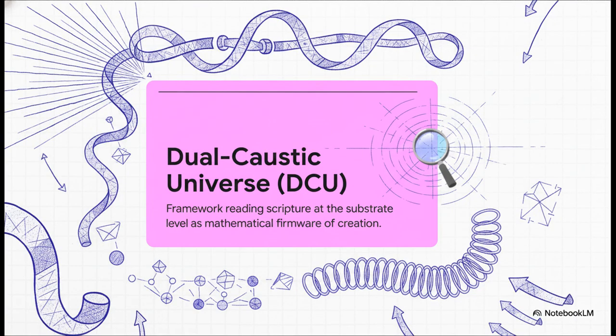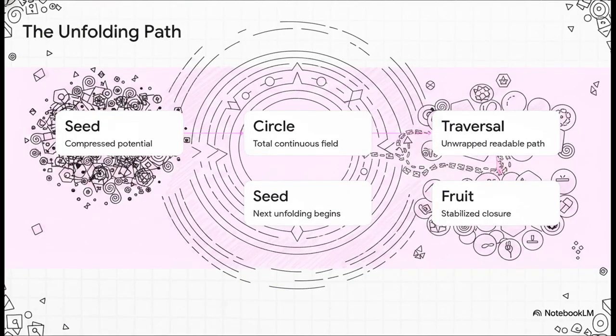Which brings us to the formal definition of the DCU. This framework neutrally treats the text as a mathematical blueprint. And here is the kicker. The lens of observation and the structure of the universe are treated as one and the same. The text isn't just describing a universe out there somewhere. In this reading, the text is the native computational substrate of reality, operating through a dual-field system of expansion and compression.